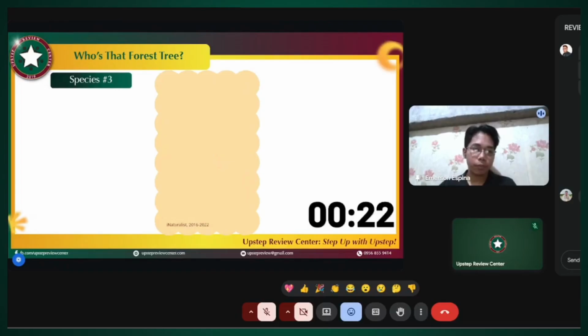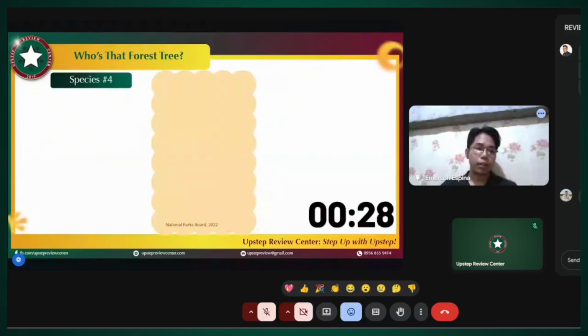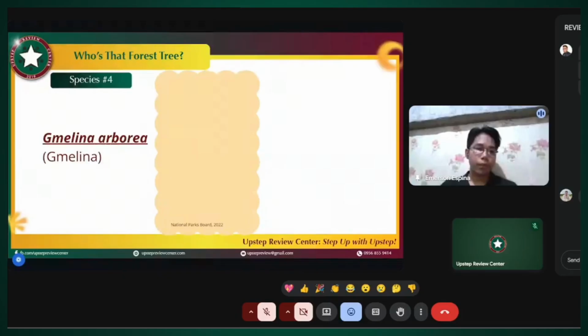Okay, same scenario, not viewable. So our next species supposedly is the Benguet pine. And then we have the next species.